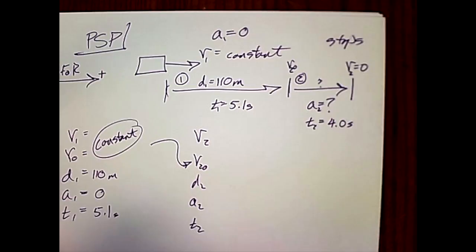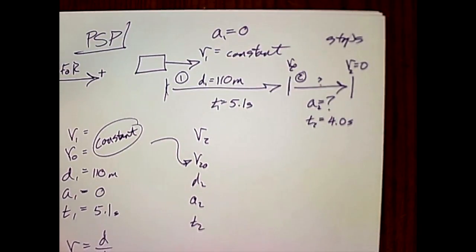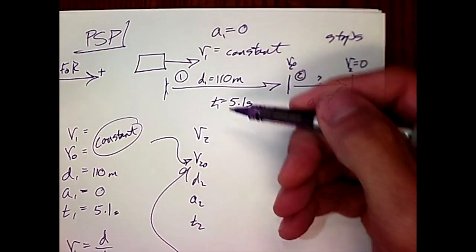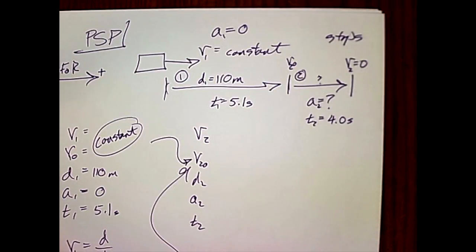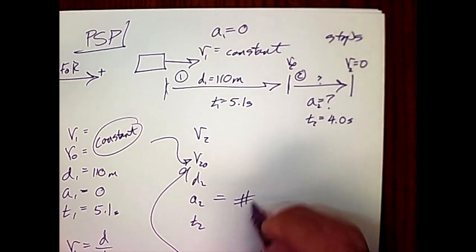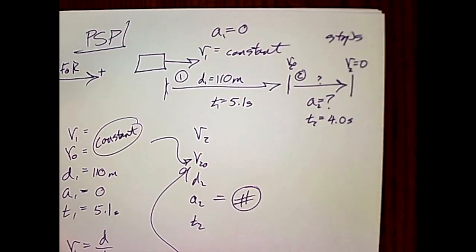I know that if V is constant, then this obeys V equals D over T, right? And so I should be able to just put V equals 110 divided by 5.1 and figure out what V is, right? This is V1 or V1 naught because they're the same. I'm going to utilize that answer over here, and then I'm going to repeat the process, right? When I finish, I should get A as a number, right? That's the goal. It says, what is the acceleration?